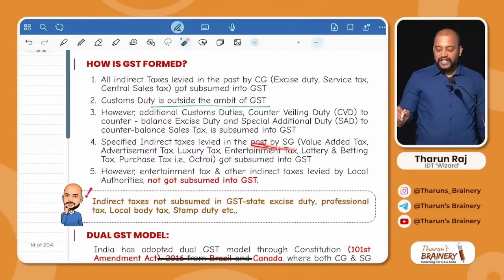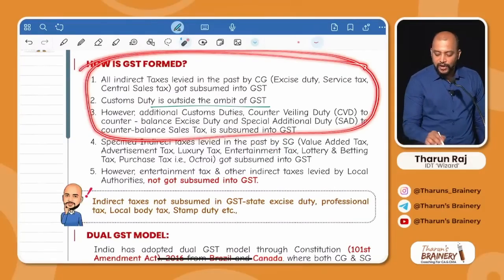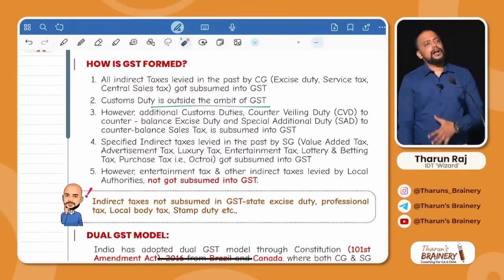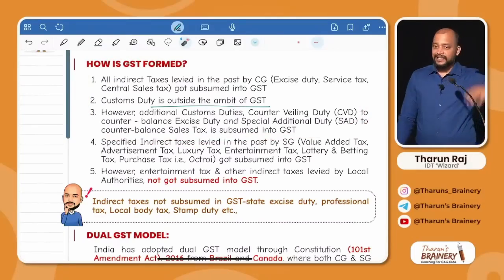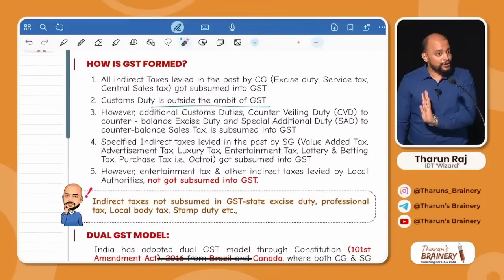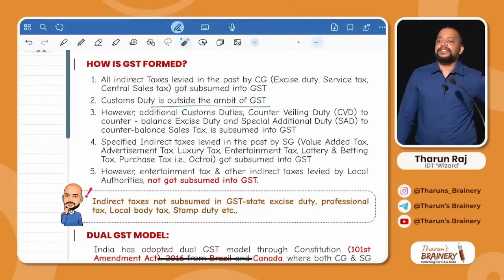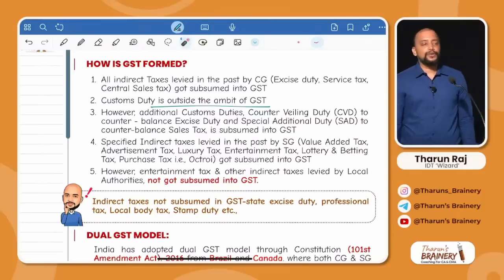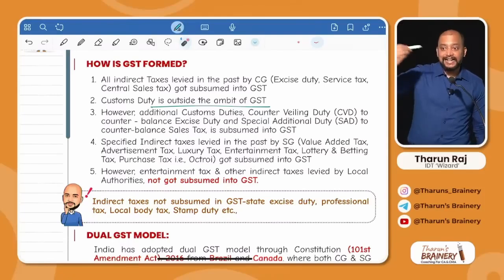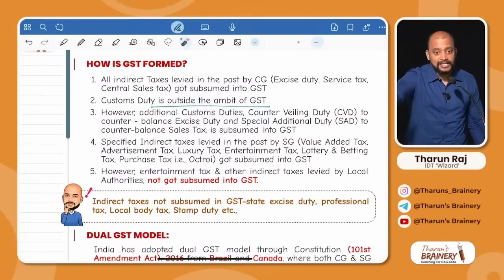Then, specified indirect taxes levied by state government. So far, all that we have discussed are central government levies. Now the state government also can levy indirect taxes. In the past they used to levy a lot of indirect taxes, and not all of them got subsumed into GST. Only a few got subsumed. What are they? Number one, value added tax. Whenever it is an interstate sale, it was CST, central sales tax. Interstate means from one state to another state.